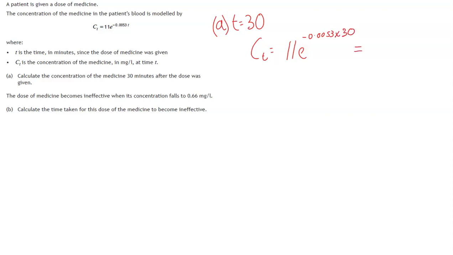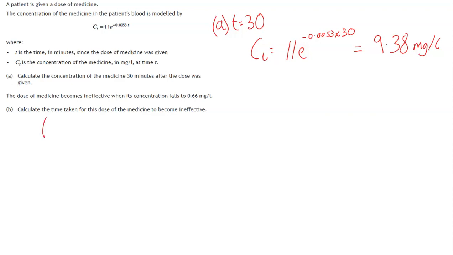Now a question like this appears in paper 2, so it's going to be a calculator one. So it's now just putting that in your calculator. We just need to make sure we enter the numbers right and we do the right order of calculations there. What we'll end up getting is 9.38 milligrams per litre. That ends up being the concentration after 30 minutes.